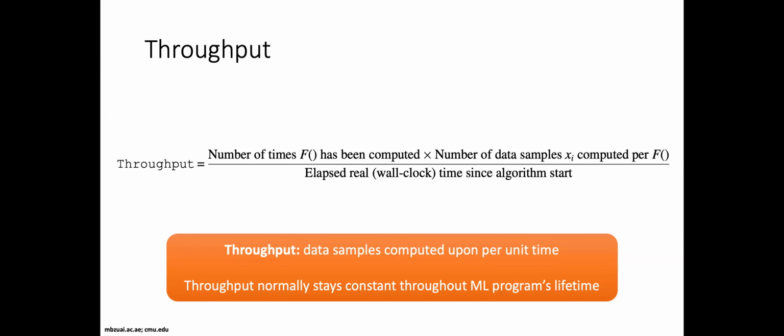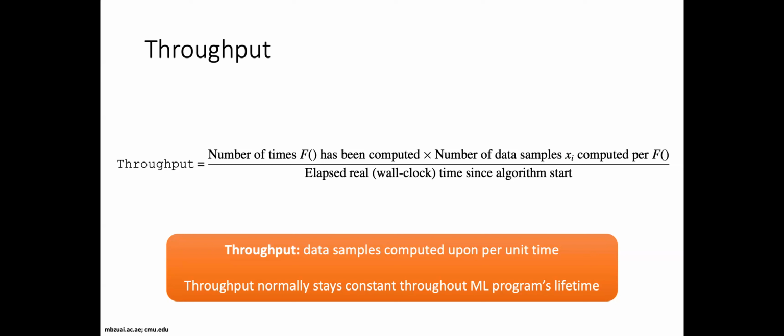We define throughput very simply as the number of times the aggregation function f, which you execute once per iteration, has been computed, which is the number of iterations that have passed, times the number of data samples xi computed per f, which is usually the mini batch size for SGD, divided by the real wall clock time since the algorithm has started.